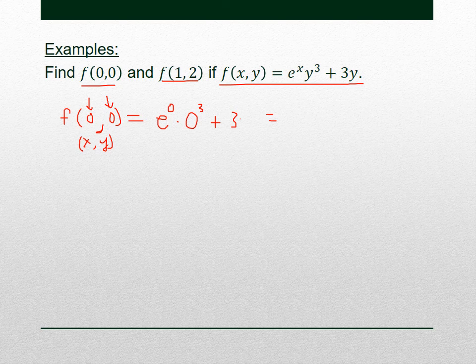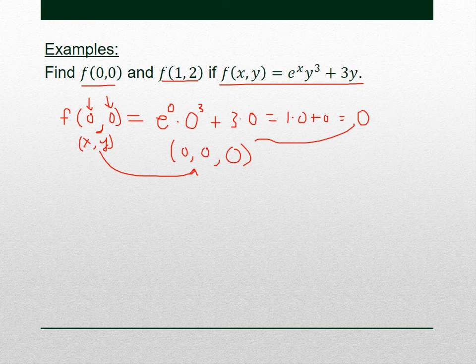That should be y equals 0. So we want 3 times 0. And what do we get? That's 1 times 0 plus 0. That's 0. So f of 0, 0 is 0. And if I asked for that point on the graph, you would have to give me the first 2 guys, x and y, and then the output would be that guy. Okay, what about f of 1, 2?